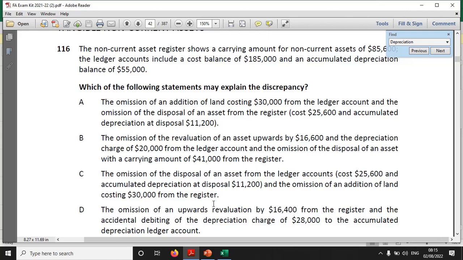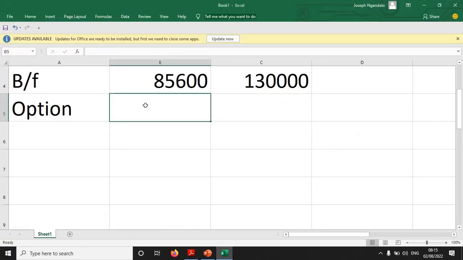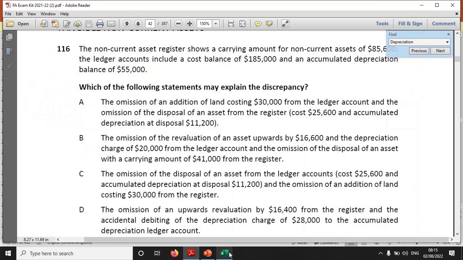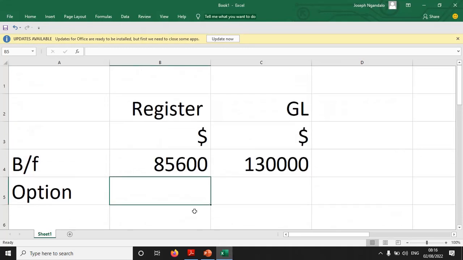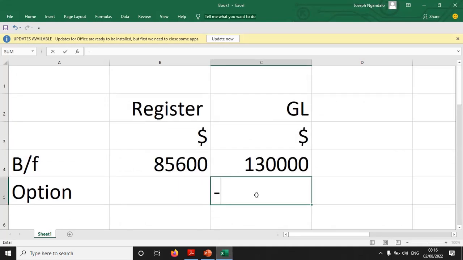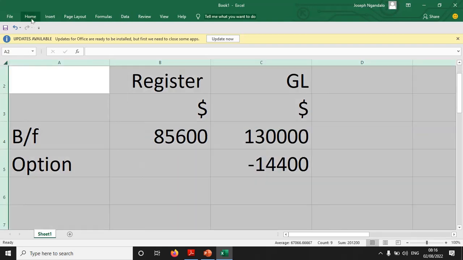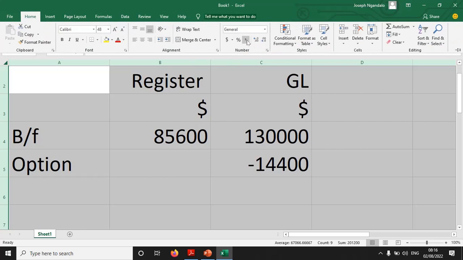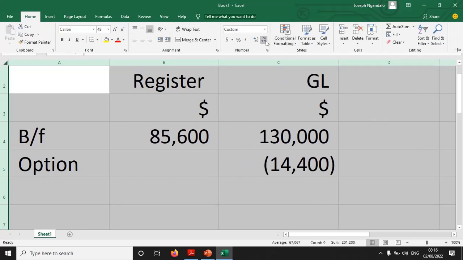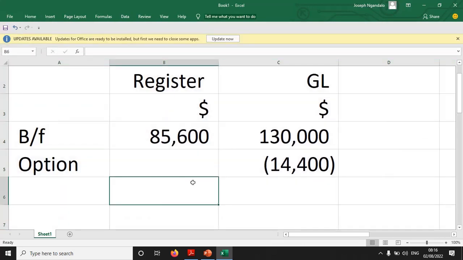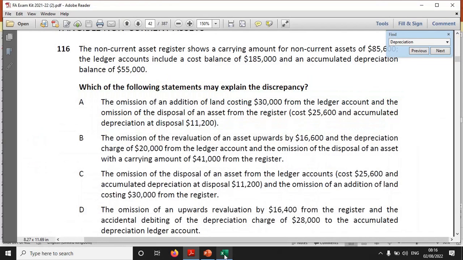Come again? 14.4. I think that is similar to what we had there. So this one is the ledger account, 14.4. Ledger, so you say minus 14 what? 400. Okay. Are we together? I'll try to put it in accounting terms. Then we go back and discuss what is happening in the asset register.